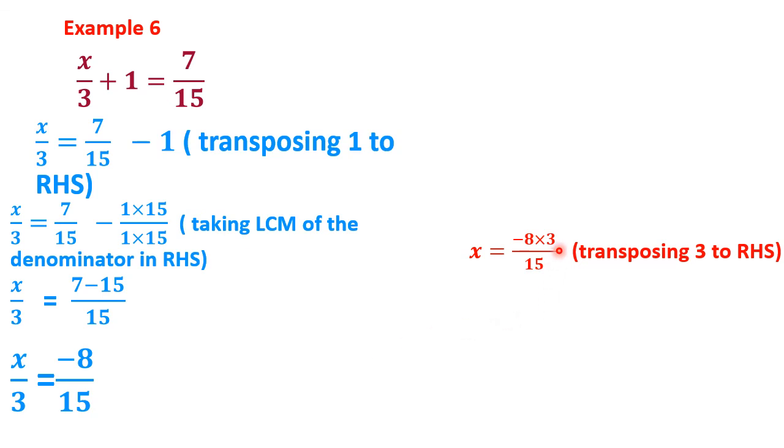So here you can see that 3 has been transferred to the numerator because it is in multiplication. If it was in division, then only it would have been in the denominator. But you can see that on transposing, 3 is getting multiplied. So multiplication should always be in the numerator. And you have to write in the bracket, transposing 3 to RHS.